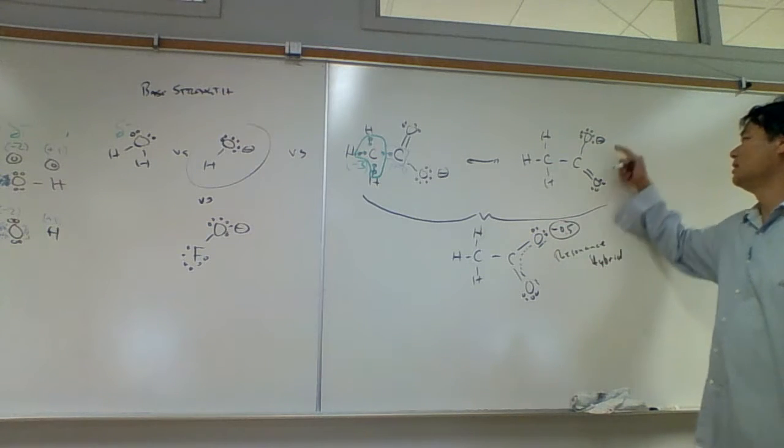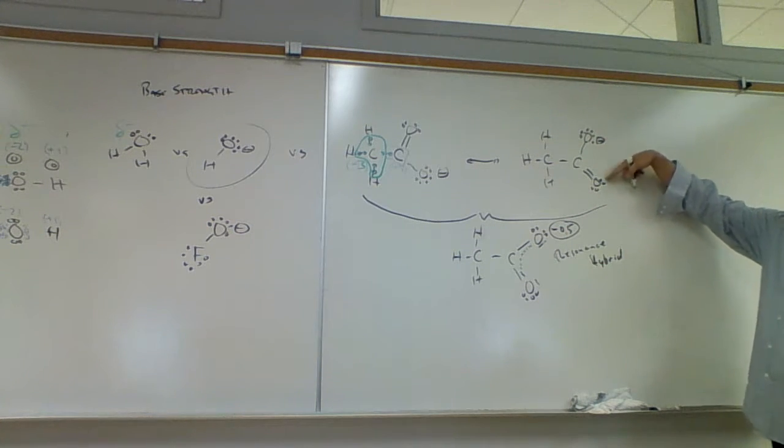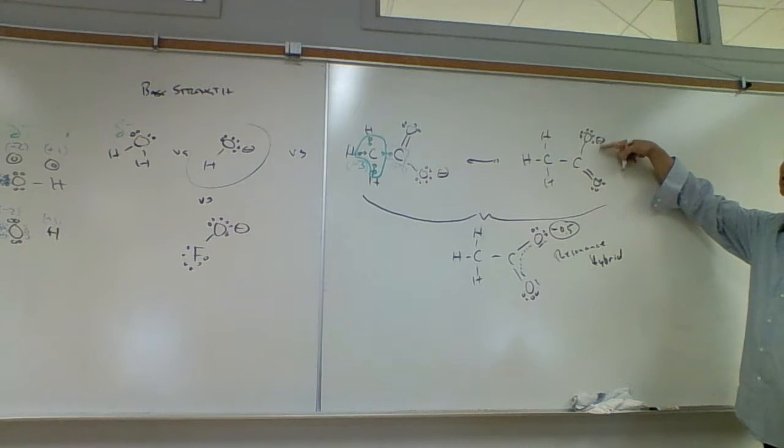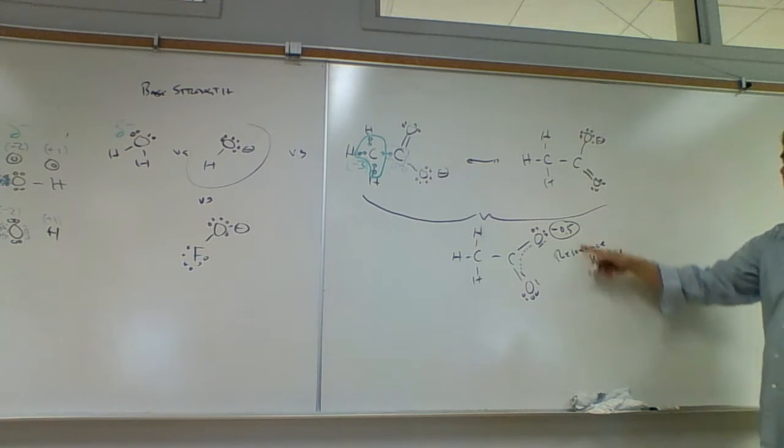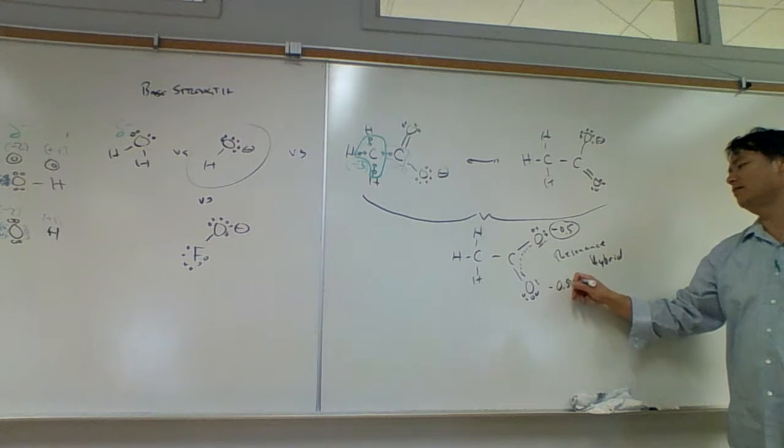The way to do that is you've got a minus charge distributed over 2 atoms, so just average it. Minus 1 over 2 atoms is minus 1/2. So each one gets a minus 0.5 here.